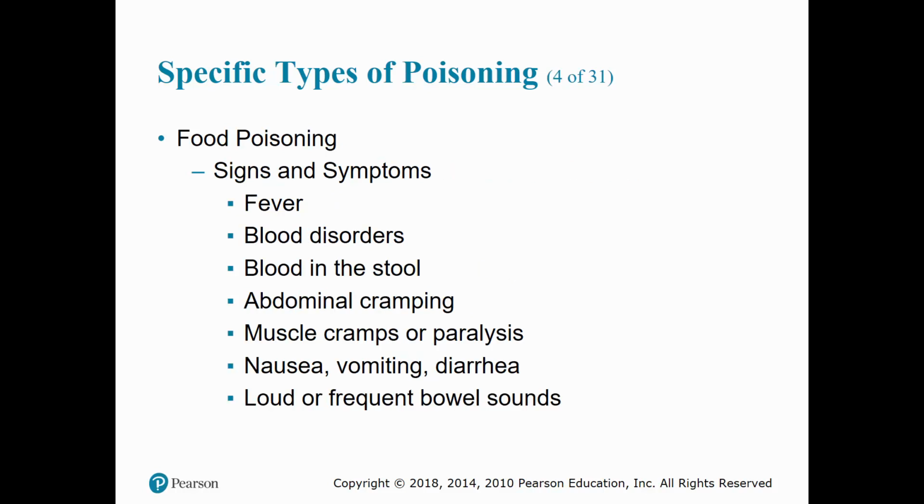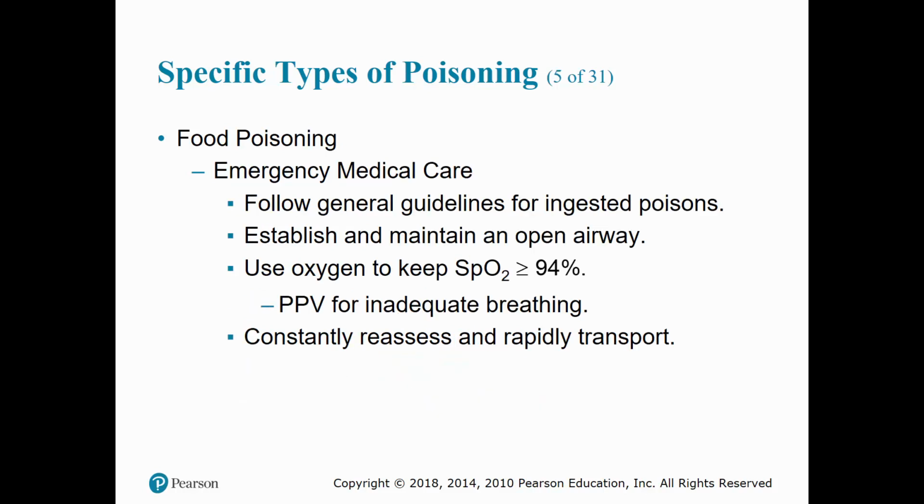Signs and symptoms of patients that were involved with food poisoning depend on what exactly they were poisoned with. It can include fever, abdominal cramping, bloody stools, muscle cramps. Treatment of these patients, you know, just follow general guidelines. Try to keep them comfortable. Monitor your signs and symptoms. Ultimately, that's how we're going to have to treat it. Try to make sure that you maintain a patent airway. Be prepared for the patient to vomit. Try to keep that O2 sat at least 94% as well.